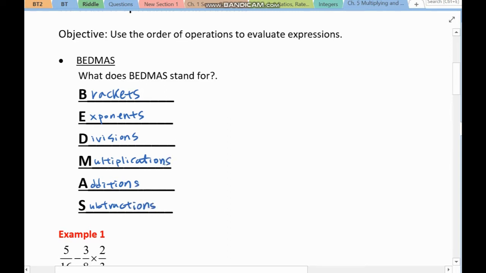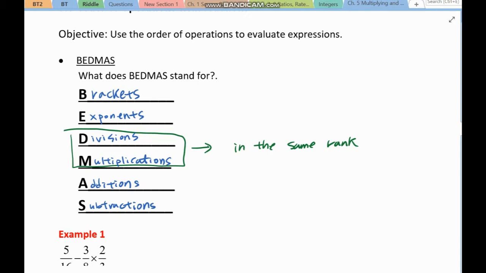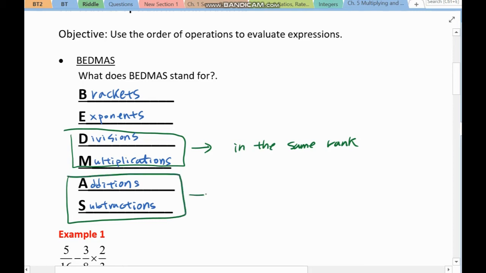Okay. Alright everyone, what's important here is D and M, division and multiplication. They're in the same rank. What I mean is D is not ahead of M. So they're in the same rank. So whatever comes first, you do that one first. A and S, same thing. They're in the same rank. So you do whatever comes first.